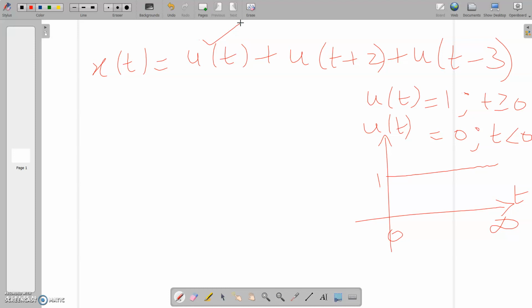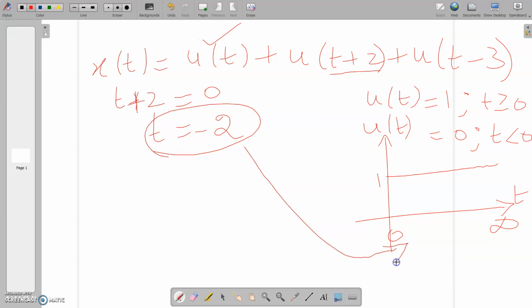So, u of t plus 2, how to draw it? Take the value which is there within the braces, that is t plus 2. It is a time shifting operation, right. So, t plus 2 equal to 0, so t is equal to minus 2. For a time shifting operation, equate the value within the open braces to 0, find your t value, and after finding it, just add this t value to all the values of t in the original signal.